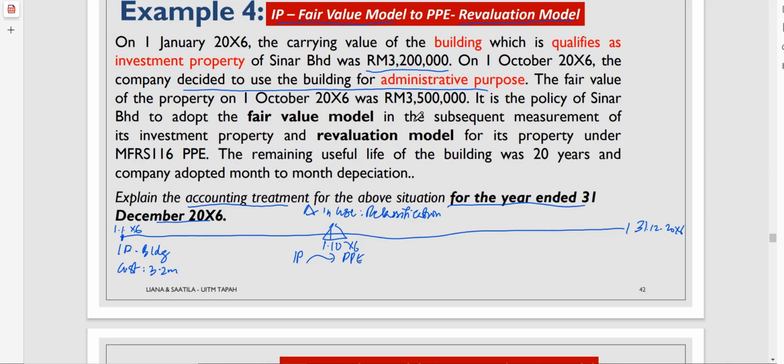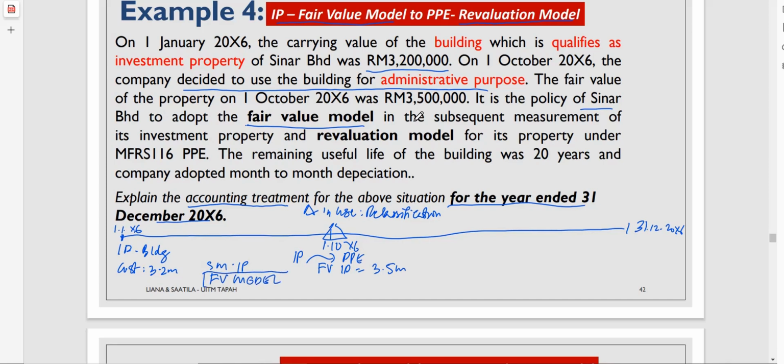Right. The fair value of the IP on 1st of October was 3.5 million. Remember, if you read the question, it is the policy of Sinar Berhad to adopt the fair value model. So here it is talking about the subsequent measurement, and the subsequent measurement of investment property here is the fair value model.